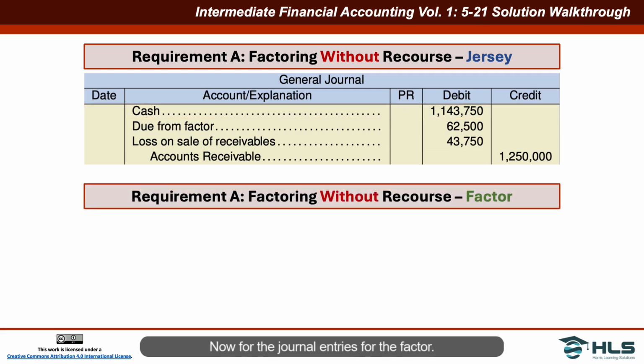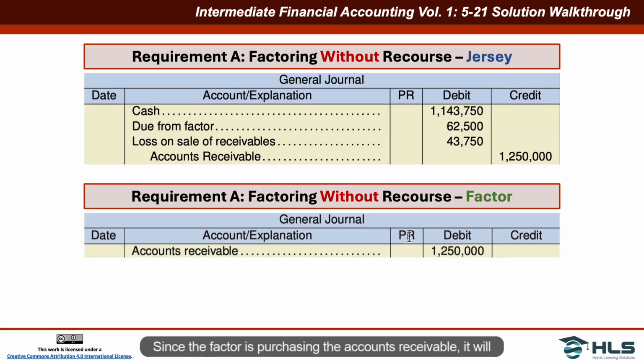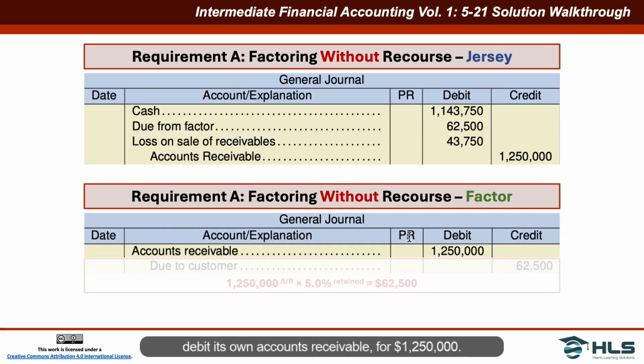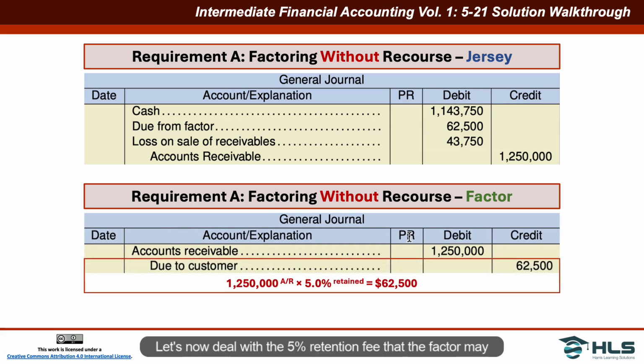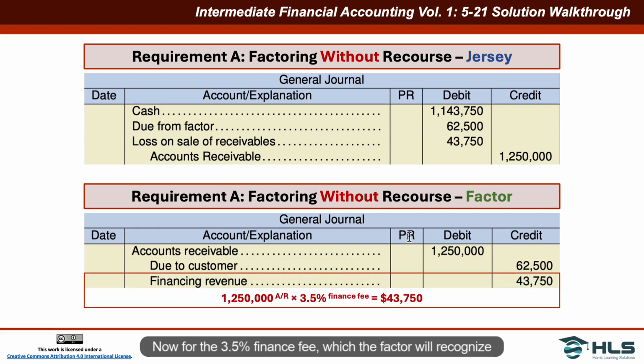Now for the journal entries for the factor. Since the factor is purchasing the accounts receivable, it will debit its own accounts receivable for $1,250,000. Let's now deal with the 5% retention fee that the factor may have to pay back to the customer if there are no returns or allowances. So the factor will credit a due to customer liability account for $62,500, which is the 5% of the $1.25 million receivables. Now for the 3.5% finance fee, which the factor will recognize as revenue.